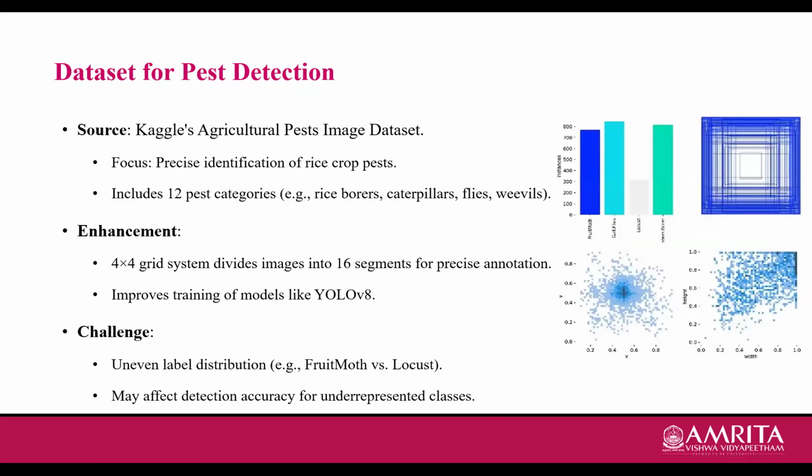The dataset overview. The dataset was sourced from Kaggle and mainly consisted of rice pest images. Each image was annotated using the RoboFlow tool. We kept 4 major pest classes to reduce confusion and balance the dataset as much as possible. Despite the class imbalance, YOLO V8 performed well in detecting insects.